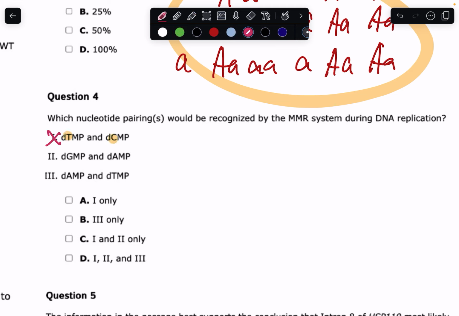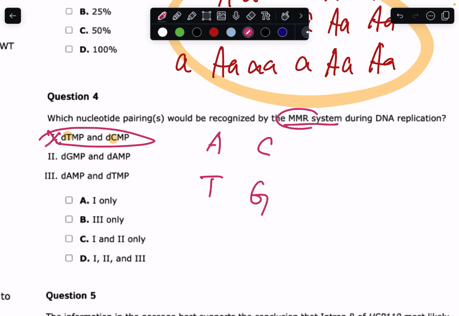This is what? This is wrong, right? This is a mismatch that MMR would recognize, of course, because the job of MMR is to recognize those mismatches, right? Because we know A, T, C, and G, right? So how I memorize this is like apple tree and then car in the garage, okay?